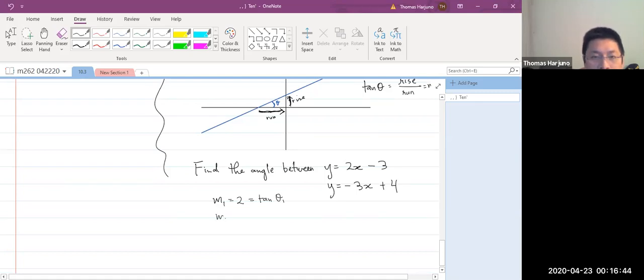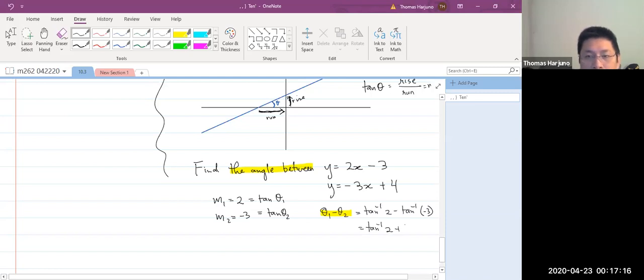The slope of line 2 is negative 3. You set that to be tangent of theta 2. So the angle in between must be theta 1 minus theta 2, right? That's the angle in between, which is equal to tangent inverse of 2 minus tangent inverse of negative 3. That's tangent inverse of 2 plus tangent inverse of 3. Now, anything after that is calculated.